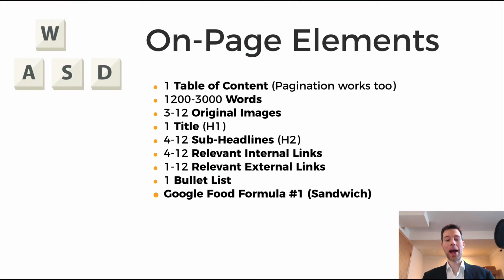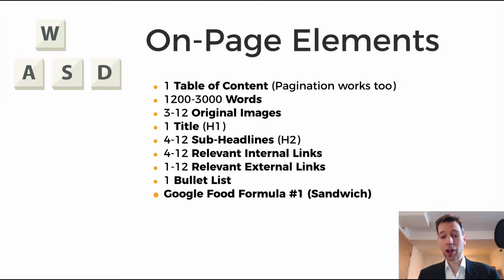So right off the bat, here is the formula. Here's just the summary of everything we're going to go over. Now we're going to break it down. So really quickly, I love to put one table of contents. A table of contents, Wikipedia style, works super well. Typically, my best performing pages, the pages that perform the best in Google, are going to be between 1,200 and 3,000 words. We're going to have 3 to 12 original images, and I'm going to go into that too.